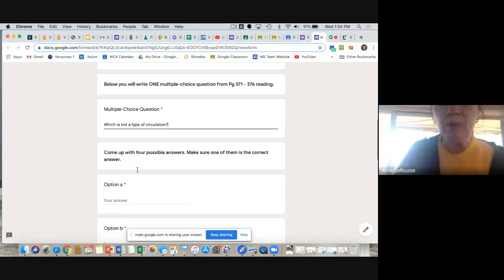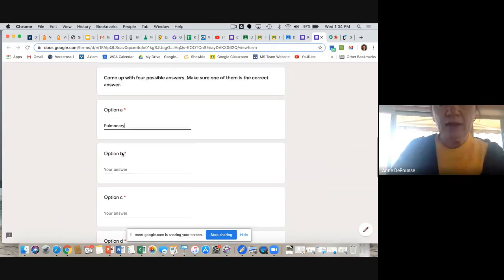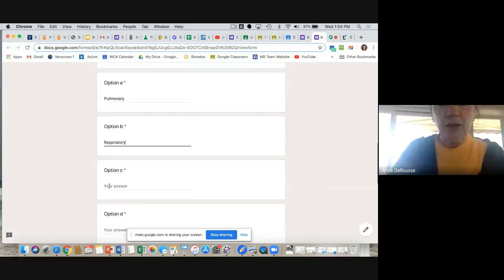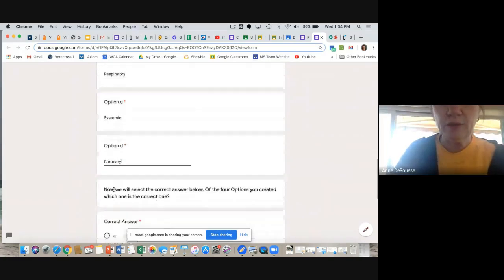Now you have to come up with 4 possible answers. Only one of them is going to be correct. So I might say my first one is pulmonary. My next option might be respiratory. My third option, systemic. And my fourth option, coronary. So you have to have 4 options.